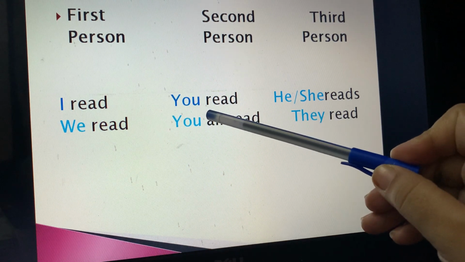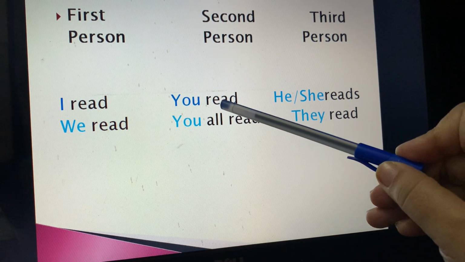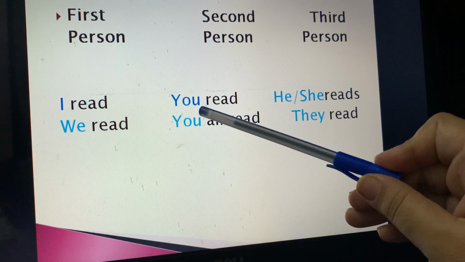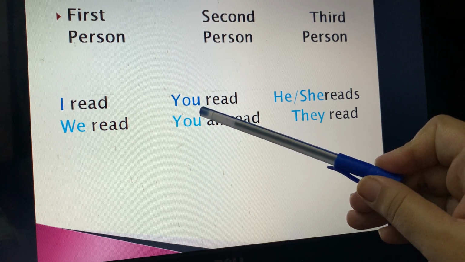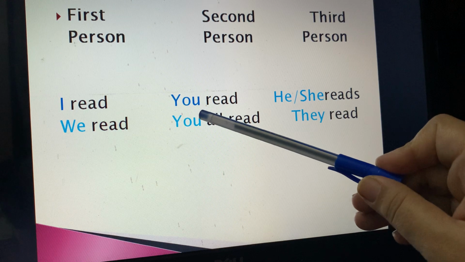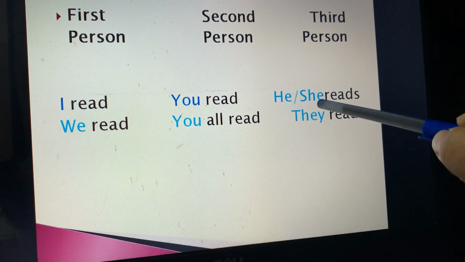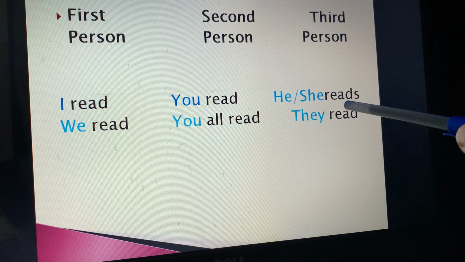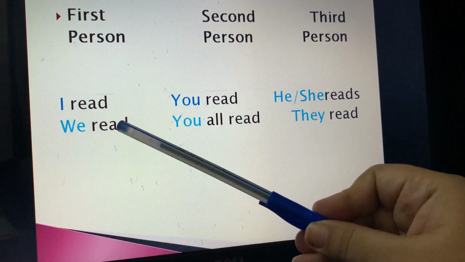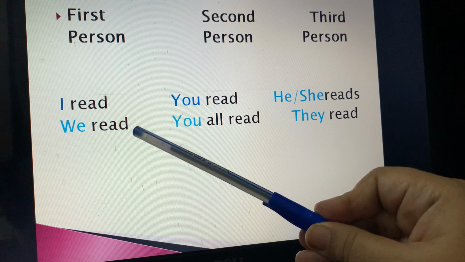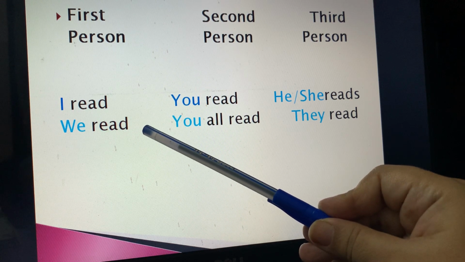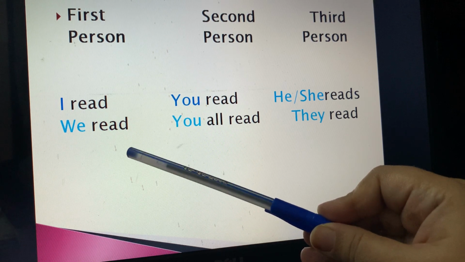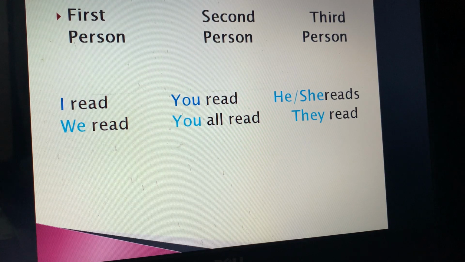I read. Fine. You read. We are treating it over here as singular. You is singular also, plural also. It is you read. He is singular, she is singular. So the verb is ending with s. He reads, she reads. Fine. Now we is plural. Fine. Now the verb is not ending with s. I told you that if the subject is plural, the verb will not end with s. If the subject is singular, the verb will end with s.